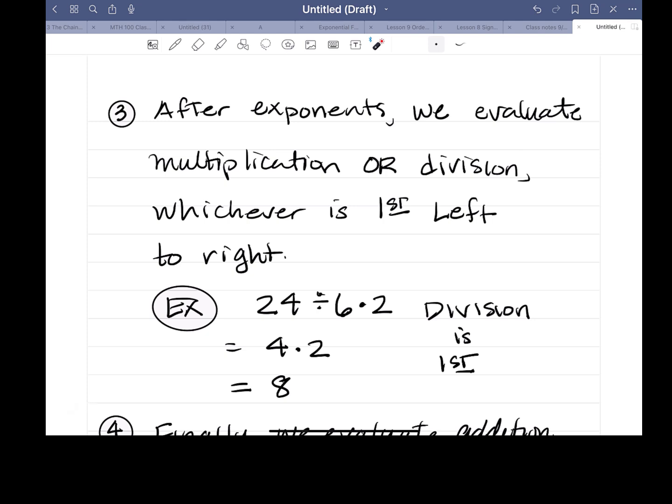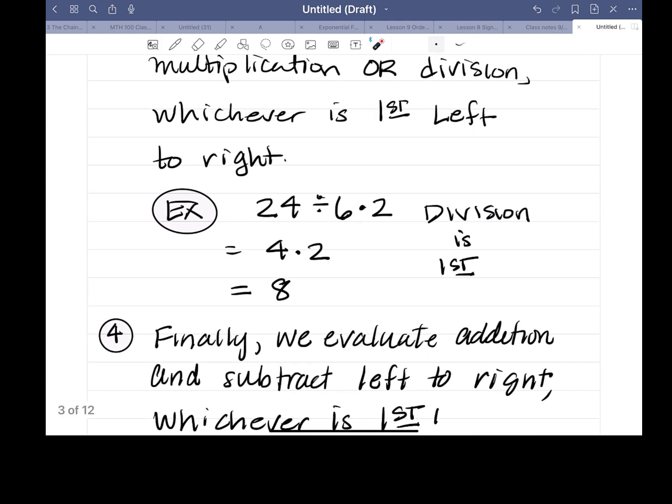Now after we've done the grouping symbols, then the exponents, we're going to evaluate multiplication or division, whichever is first from left to right. So we have to be careful here. For example, if I have 24 divided by 6 times 2, I don't do this multiplication first. I do 24 divided by 6 is 4. 4 times 2 gives me an 8. If you do the multiplication first, you get 2 as the answer, which is incorrect. Division is first in line, so it comes first. So multiplication and division is always left to right.